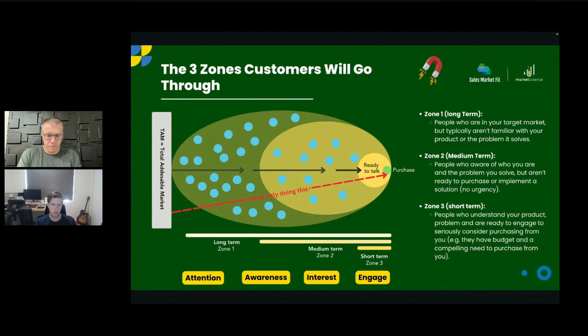Building awareness in terms of how do you let them know the work you guys do and the problem you solve and the area you play in and what makes you different. And that sort of transitions then into interest, where it's like, okay, now I know who you are, I know where you play, I know what you do. I now want to know, why should I be interested?